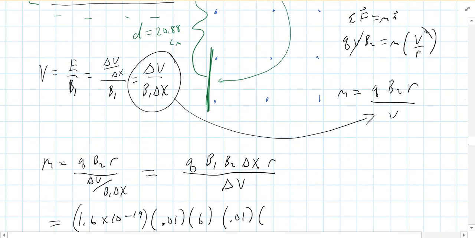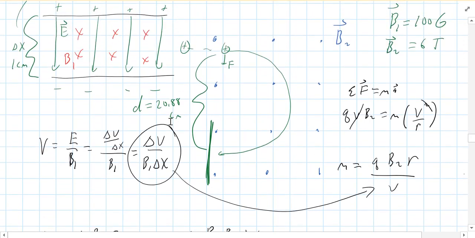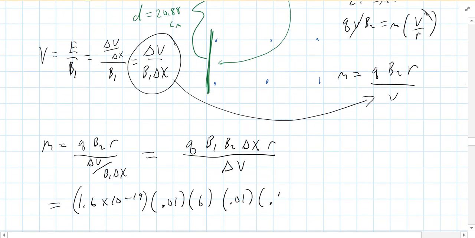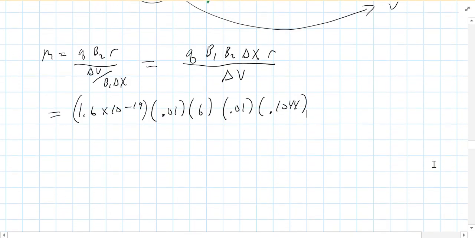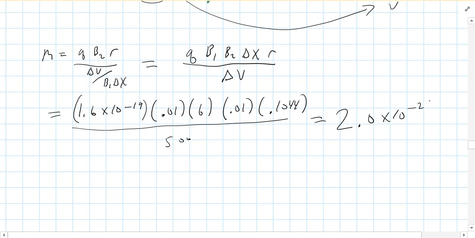The radius of the circle, well, the diameter is 20.88 centimeters, so the radius would be 10.44 centimeters, or 0.1044 meters. And then the voltage was given as 500. So if I divide this all by 500, that gives us an answer. If you do this, I get 2.0 times 10 to the negative 26 kilograms. So that's the mass of our particles.